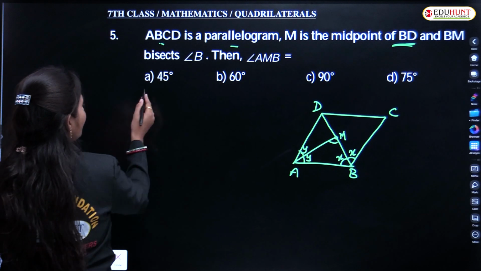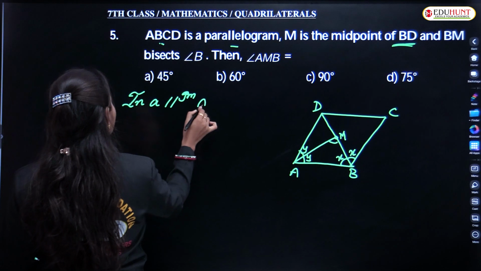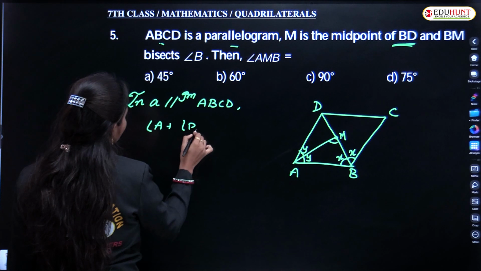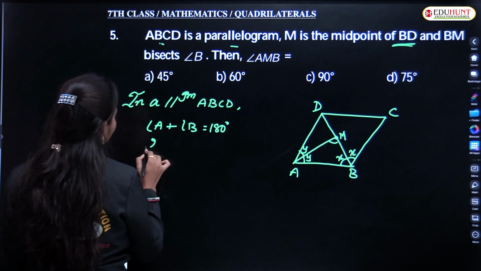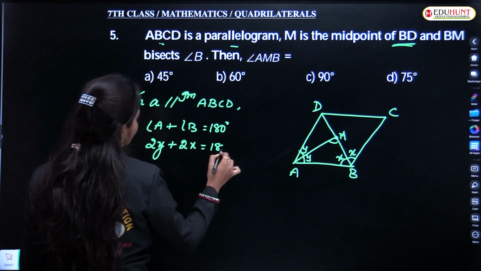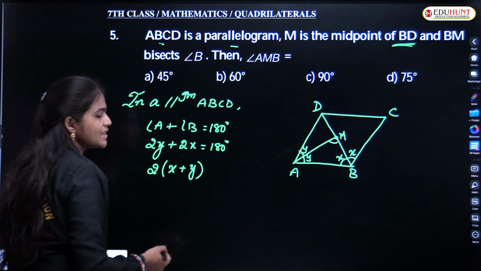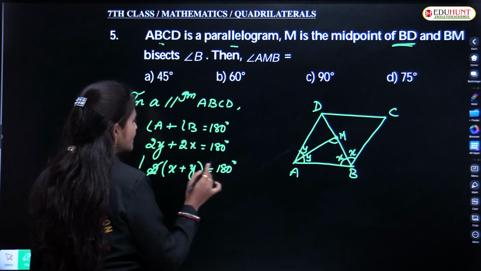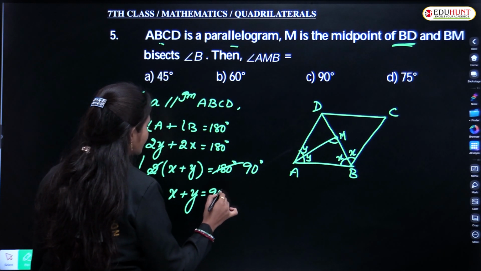So here in a parallelogram ABCD, angle A plus angle B is equal to 180 degrees. We know this condition, no? So here angle A is equal to 2y plus angle B is equal to 2x, which is equal to 180 degrees. So from these two also we can take the 2 as common. So y plus x we can write as x plus y also, no? So 2 times (x plus y) is equal to 180 degrees. So here 2 ones are 2 and 2 nineties are 180. So here x plus y is equal to 90 degrees.